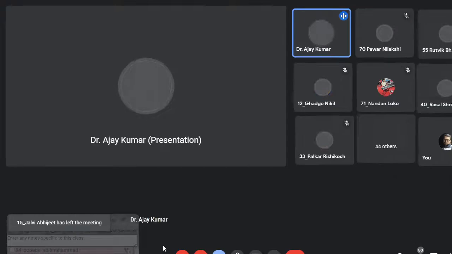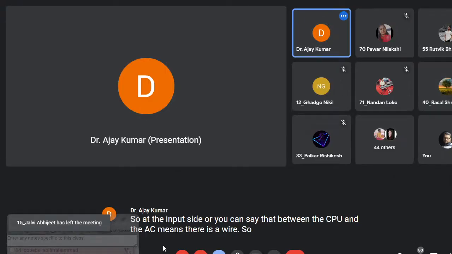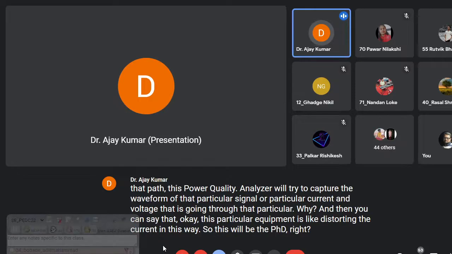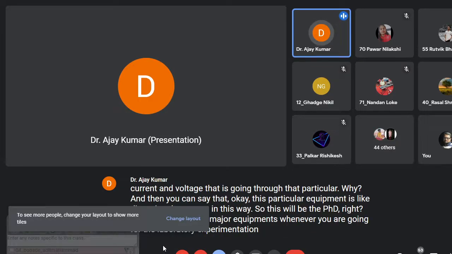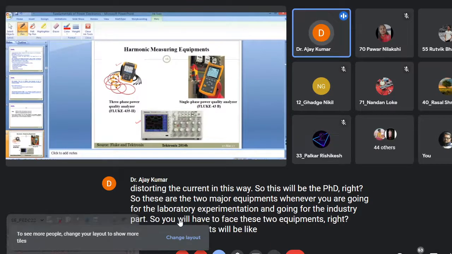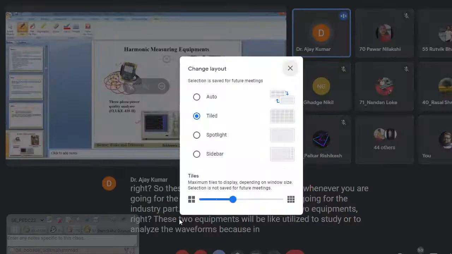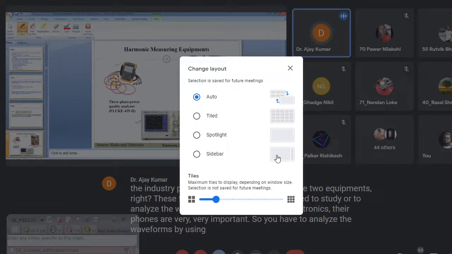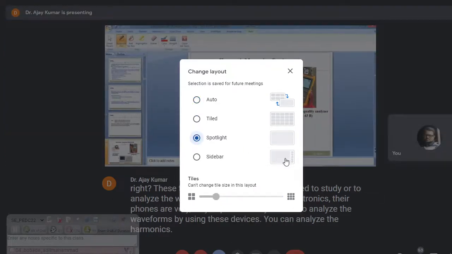You can say that, okay, this particular equipment is distorting the current in this way. So this will be the THD, right? So these are the two major equipments whenever you are going for laboratory experimentation and going for the industry part. You will have to face these two equipments. These two equipments are utilized to study or analyze the waveforms, because in power electronics, waveforms are very, very important. So you have to analyze the waveforms by using these devices. You can analyze the harmonics, the THD, and the shape of the waveform.